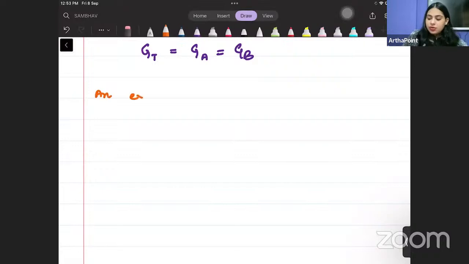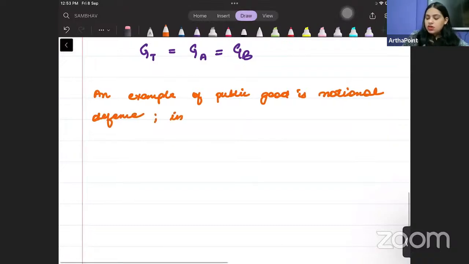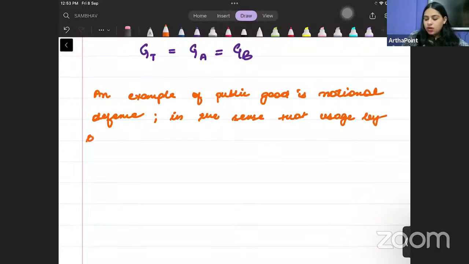So an example of public good is national defense. Why is it national defense? Because usage by one doesn't reduce availability for other. Right?